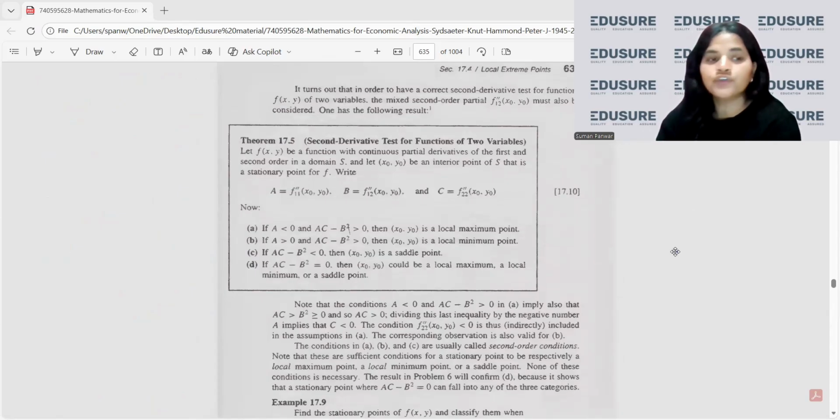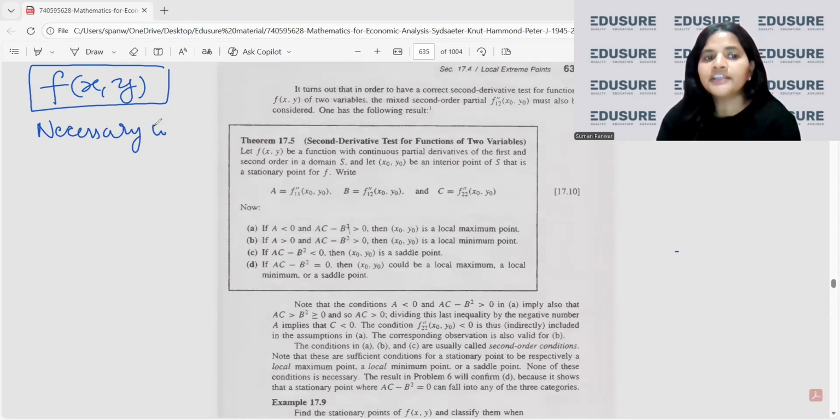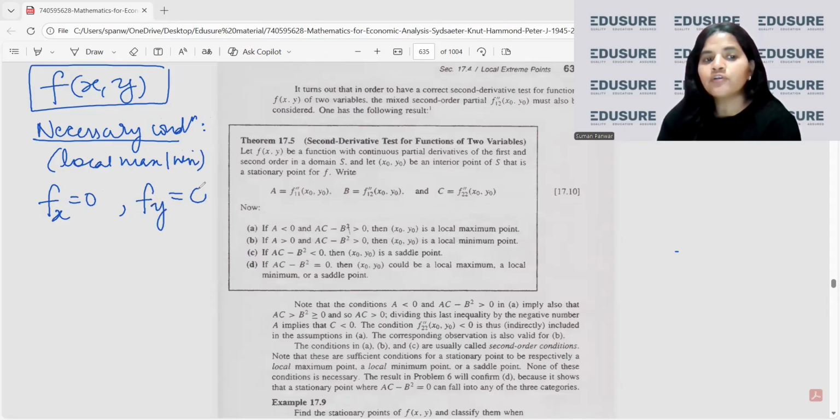So what we have to do, first of all, suppose we are dealing with a function of two variables. Okay. So we already know the first order condition. So what is the necessary condition that the function has a local maxima or a minima? The necessary condition for a local maxima or minima is that your first order derivative with respect to the first variable should be zero, and the first order derivative with respect to the second variable should also be zero. So here the first variable is x and the second variable is y.